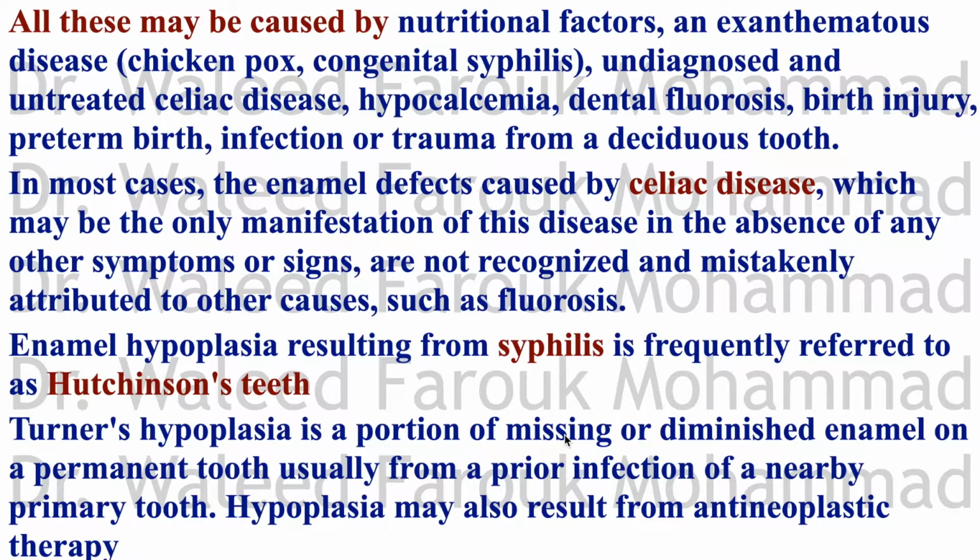For example, the abnormalities we described before may be caused by nutritional factors or exanthematous disease like chickenpox, congenital syphilis, or undiagnosed and untreated celiac disease, or hypocalcemia, dental fluorosis, birth injury, preterm birth, infection or trauma from a deciduous tooth. All these are considered factors responsible for the abnormalities that may occur in the teeth.